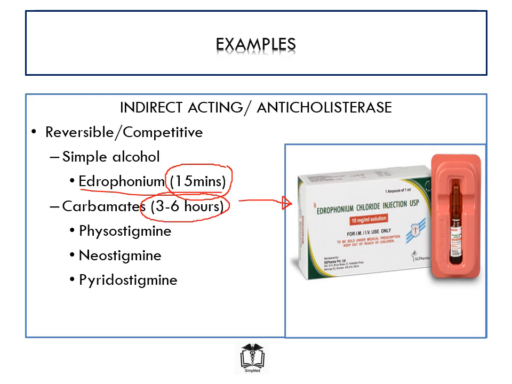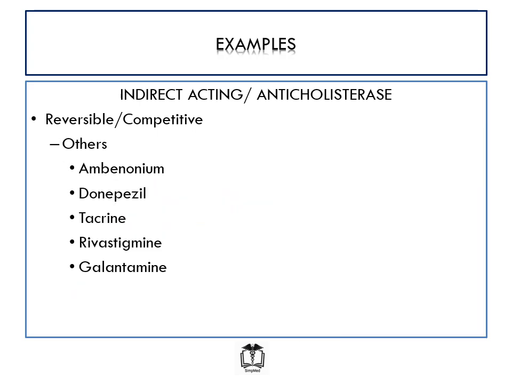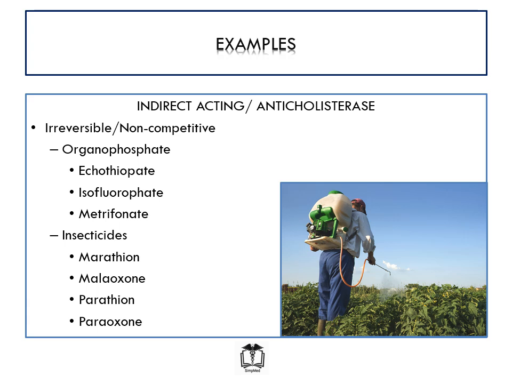Examples of drugs under this group include physostigmine, neostigmine, and pyridostigmine. The long-acting reversible anticholinesterases tend to have a duration of action of 6 to 8 hours. Examples under this group include ambenonium, donepezil, tacrine, rivastigmine, and galantamine. And these drugs tend to be classified based on chemistry as others, although rivastigmine tends to also be classified as a carbamate.